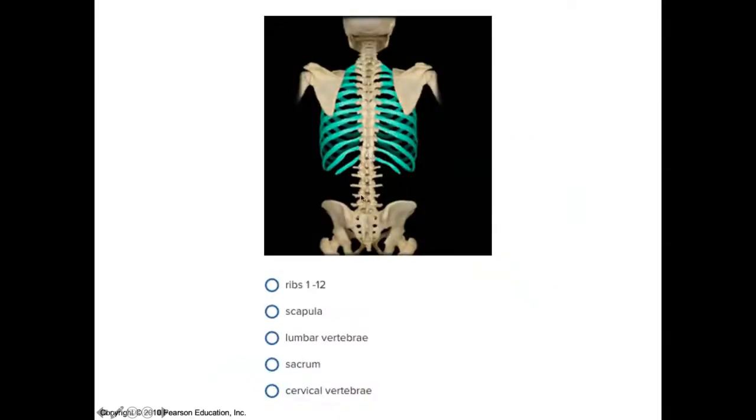What's highlighted here? Well, is it the scapula? Well, here's the scapula. Is it the lumbar vertebrae? These are the 5 lumbar vertebrae. Is it the sacrum? Here's your sacrum. Cervical vertebrae? There's your cervical, 7 cervicals. It can only be ribs 1 through 12.